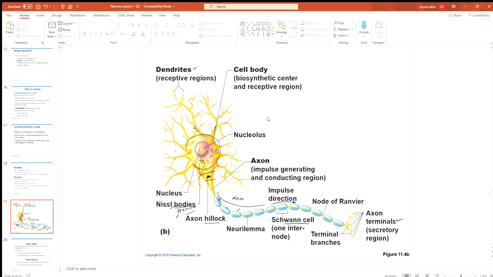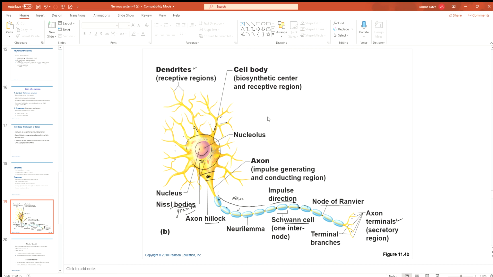However, in between the Schwann cells, you see this is one and this is another. In between, the short spaces are uncovered, and these uncovered spots are called nodes of Ranvier. This is one node, so these are the nodes of Ranvier, where the axon is not covered or not myelinated.